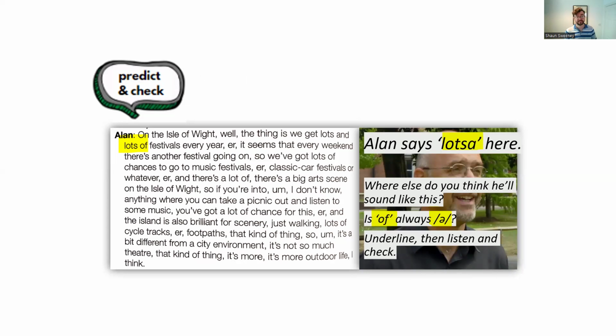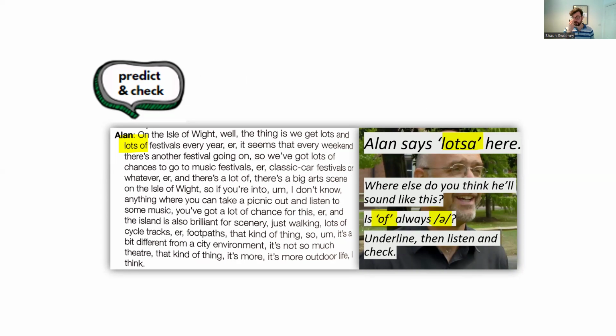Predict and check. So let's say you have essentially found out or taught that "lots of" often sounds like "lotser". You can then, with that information, get learners to predict where is it going to happen again, or when might it happen again. So they have the rest of the transcript, and you say, right, read the transcript. Do you think it's going to happen again? Underline where.